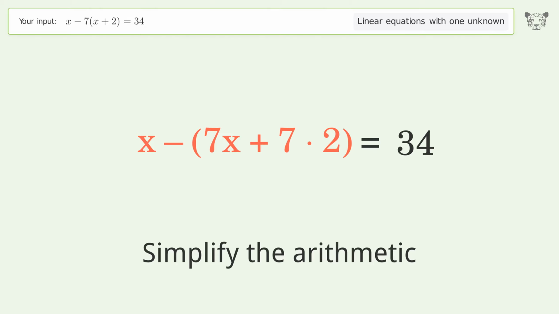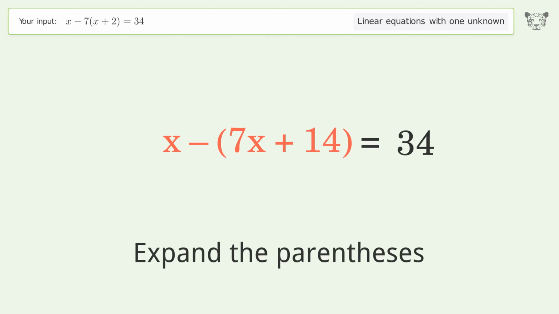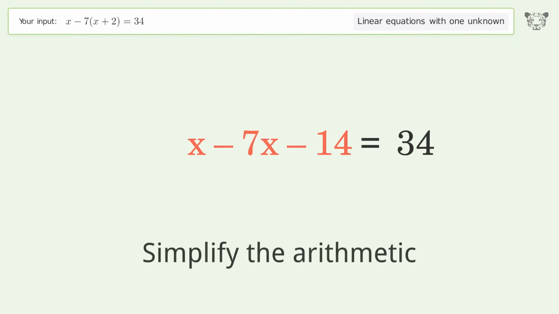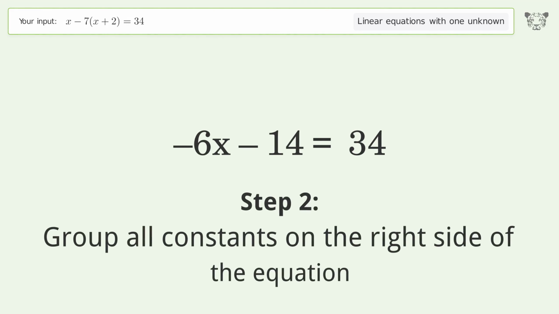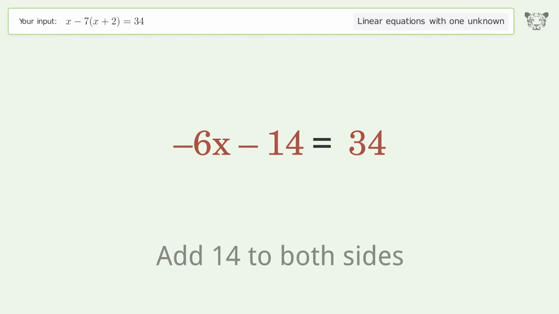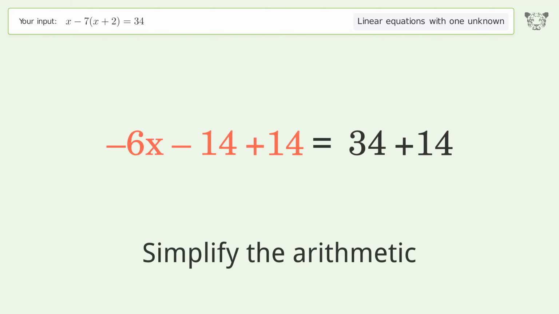Simplify the arithmetic. Expand the parentheses. Simplify the arithmetic. Group all constants on the right side of the equation. Add 14 to both sides. Simplify the arithmetic.